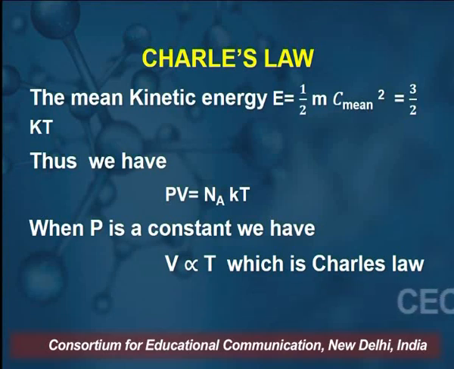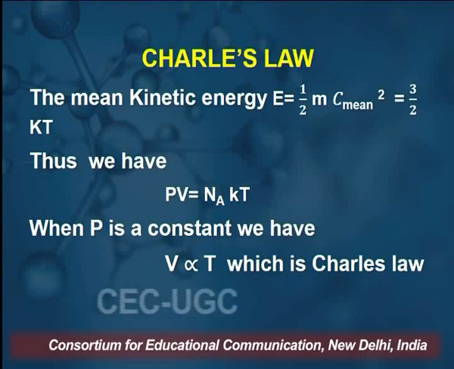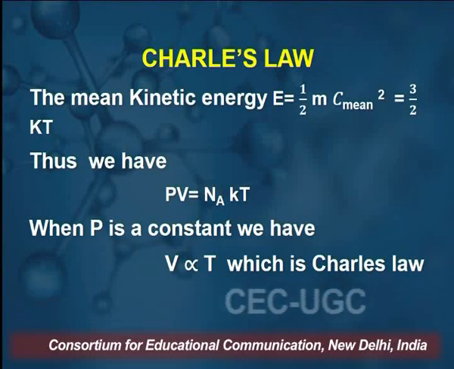When P is a constant, we have V proportional to temperature, which is nothing but Charles' law. So when pressure is a constant, Avogadro's number is a constant, and k is the Boltzmann constant. So what we are left with is V proportional to temperature.